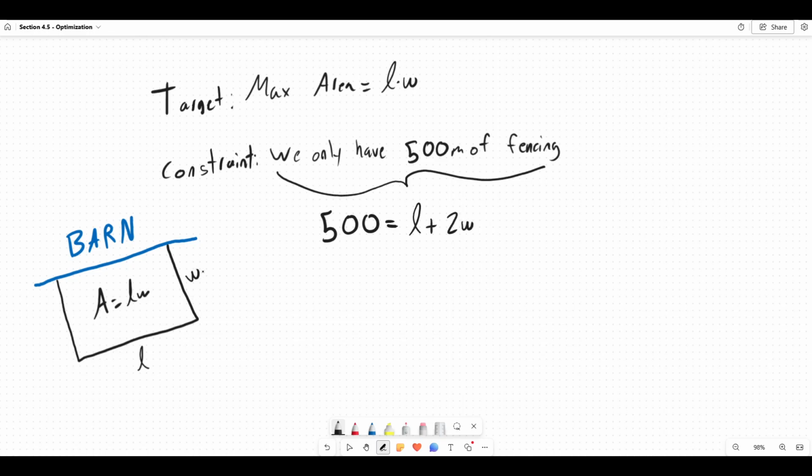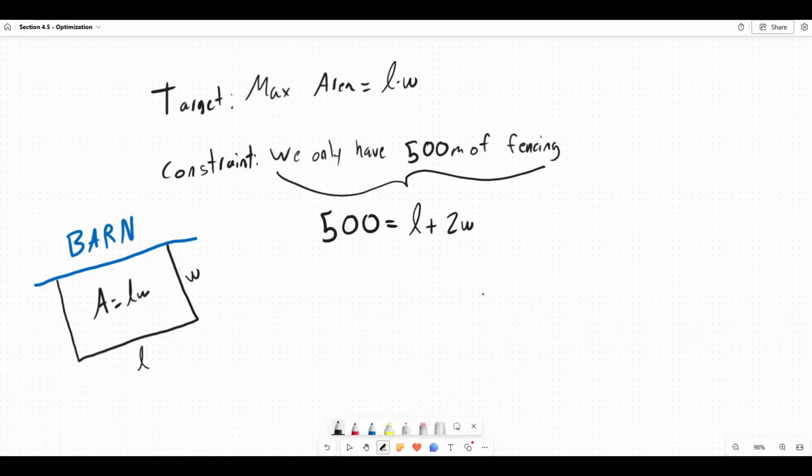Now, please note, if you label these differently, if you decided to call this X or this Y, your answer would look different, but we're still talking about the same construction. So you don't have to worry as much about what you choose. I like to choose things that make sense to me. I think of this as a length. I think of this as a width.